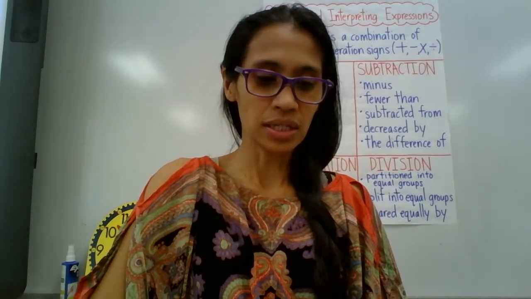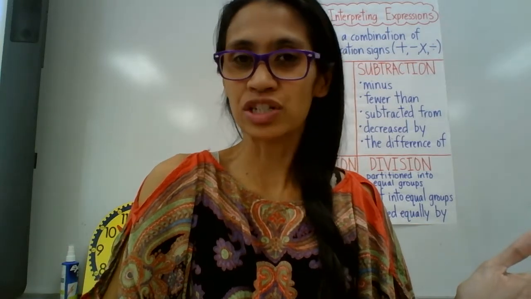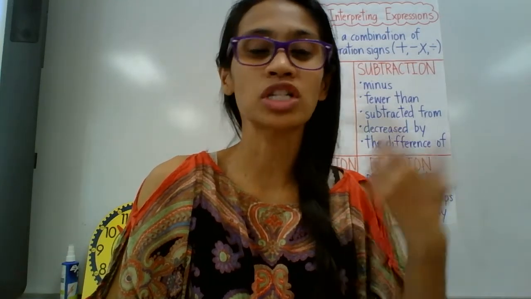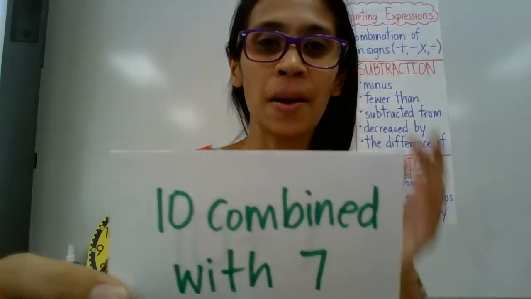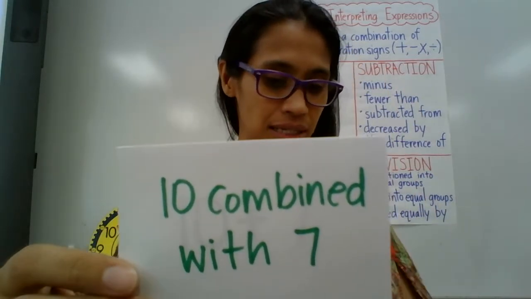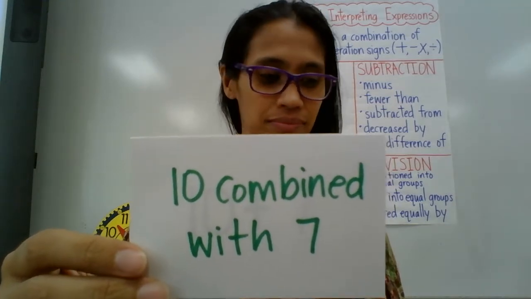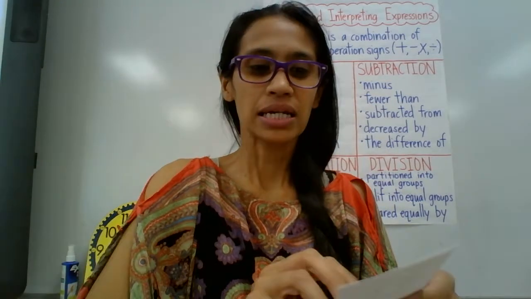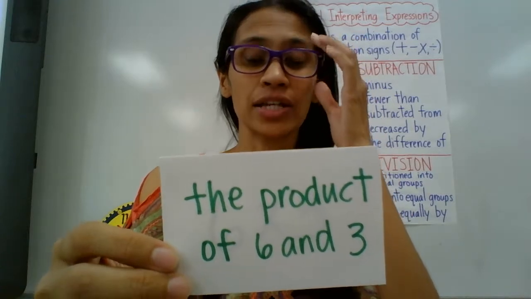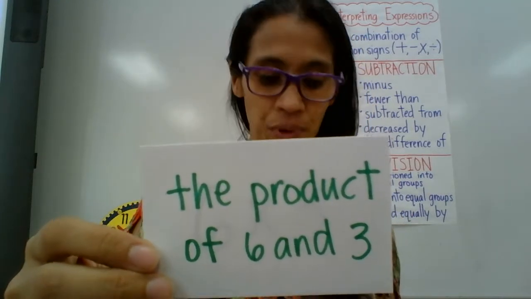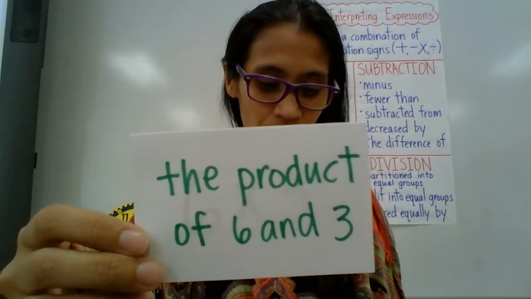You ready for the next one? Now, are these getting easier and easier? It's so easy. Just look for your keywords. Look at that chart. 10 combined with 7. All right, next. The product of 6 and 3.